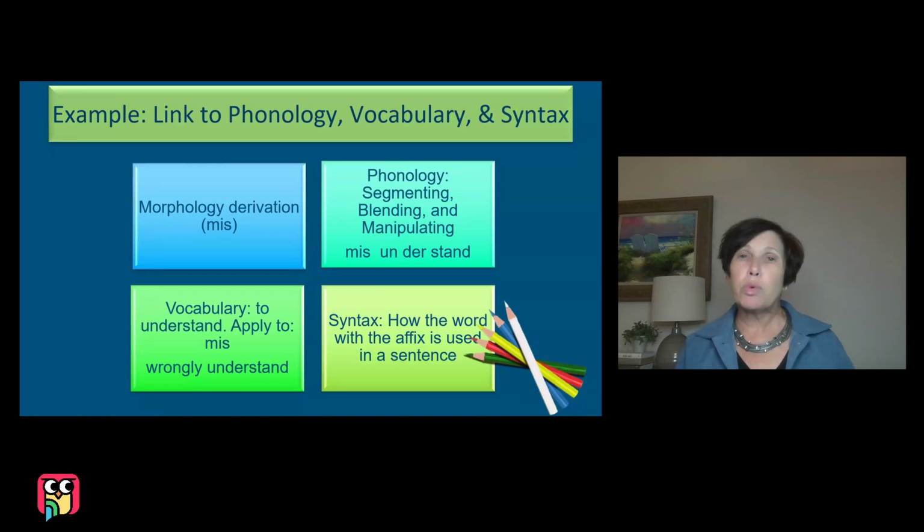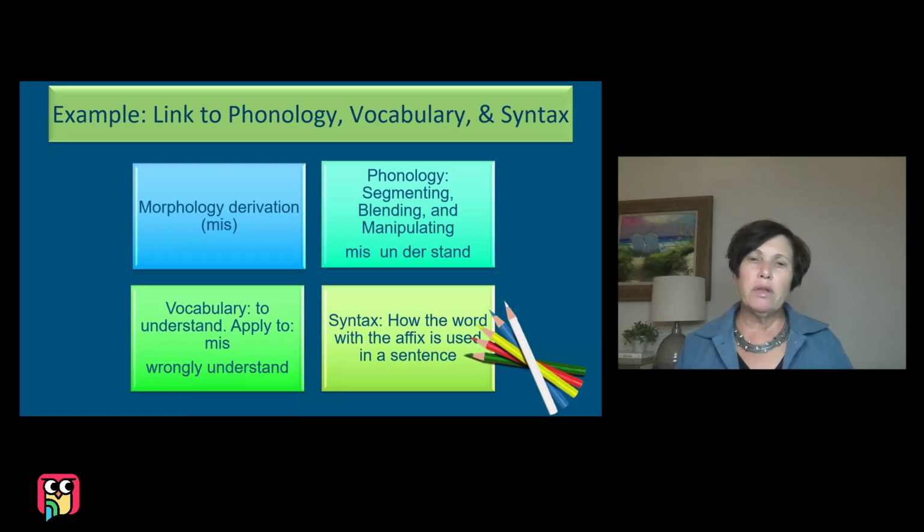So let's say that I am working on that prefix of mis. From a phonological perspective, being able to look at a word, identify that prefix or a suffix, and separate that out. So let's take the word misunderstand. If I can take that word and see M-I-S together, I can chunk that for mis. I know that E-R says er, so I get my der, and then I get stand. Then we can blend that back together: misunderstand. Applying it to vocabulary, if I know that mis means wrongly, then I can apply that to the word understood.